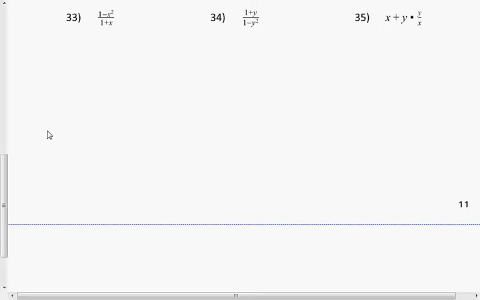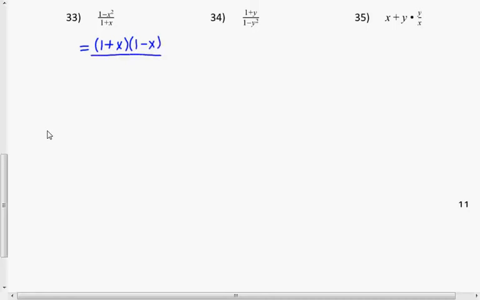it's already written as a single fraction, so we're just needing to simplify this, which means if there are common factors in the numerator and denominator, we need to cancel them out. And so this is where factoring the numerator is a good idea. We have 1 minus x squared over 1 plus x. Well, 1 minus x squared is a difference of two squares. So I can write it as 1 plus x times 1 minus x. It's the product of those two binomials. And the denominator is 1 plus x.